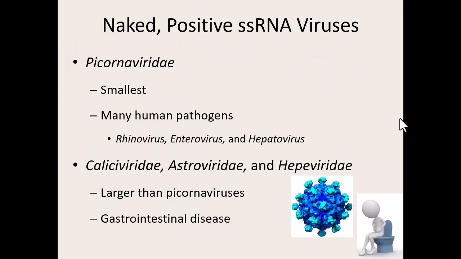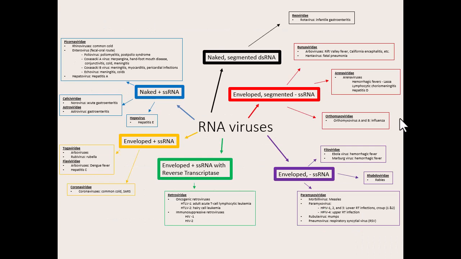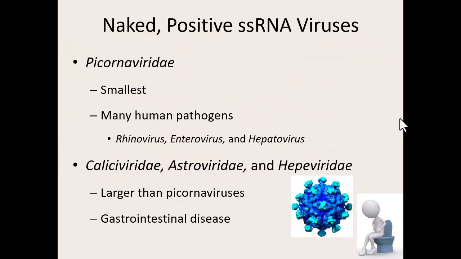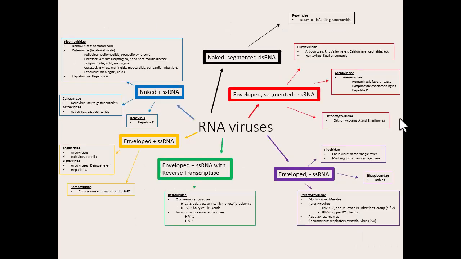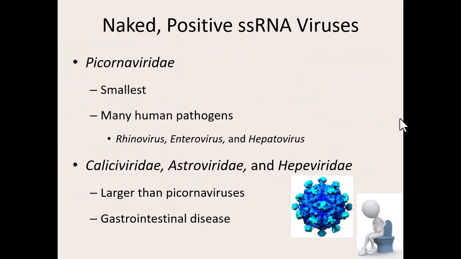So starting with our first group, which is that blue, naked, so they don't have an envelope, positive sense, single-stranded RNA, and we have 4 families. Because of all the viruses in this blue area that we're going to tackle first, I also put it up here because it starts to get confusing how they get grouped and organized together. So there are 4 families: the Picornaviridae family, Caliciviridae, Astroviridae, and Hepeviridae. Those are the 4 big families of naked, positive sense, single-stranded RNA.